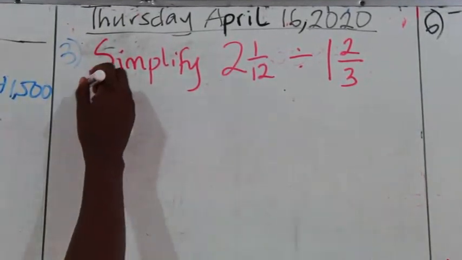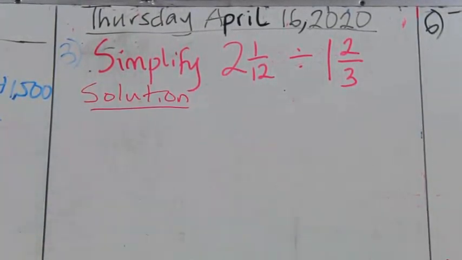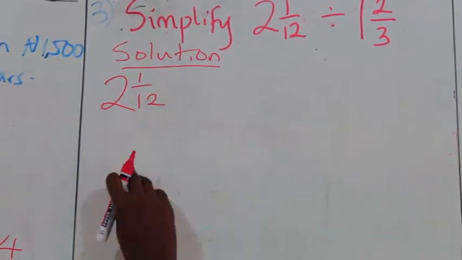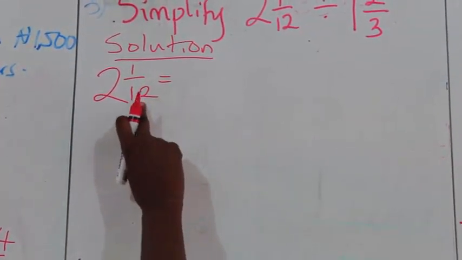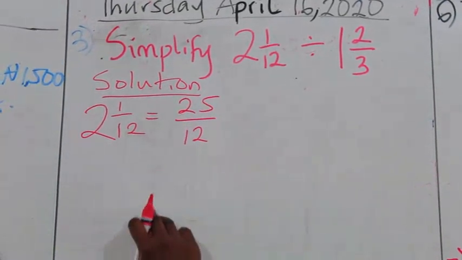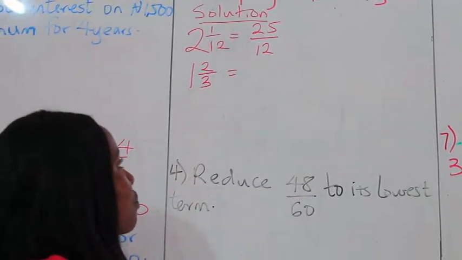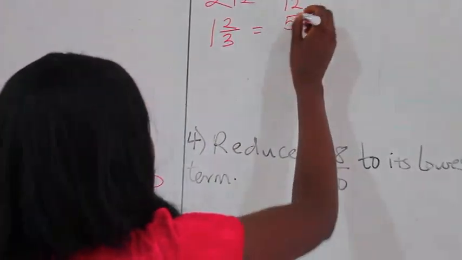The third question here is simplify 2 whole number 1/12 divided by 1 whole number 2/3. The first thing to do when simplifying a fraction is we change the numbers to improper fractions. We're changing them individually, and this will give us 12 times 2 plus 1. 12 times 2 is 24. 24 plus 1 is equal to 25/12. And if we change 1 whole number 2/3, we will have 3 times 1 plus 2, which is equal to 5/3.